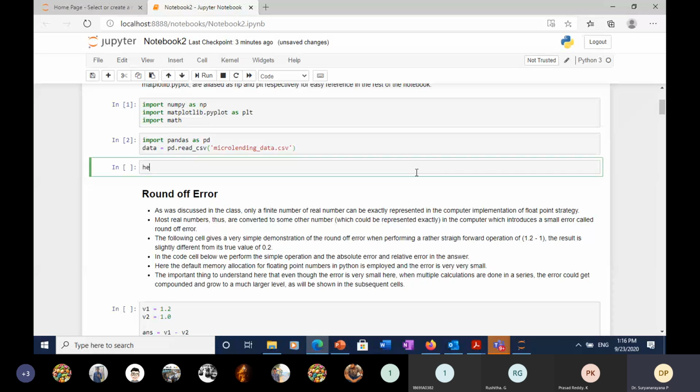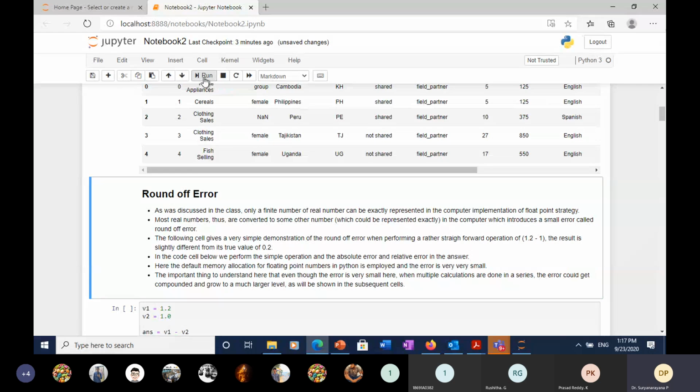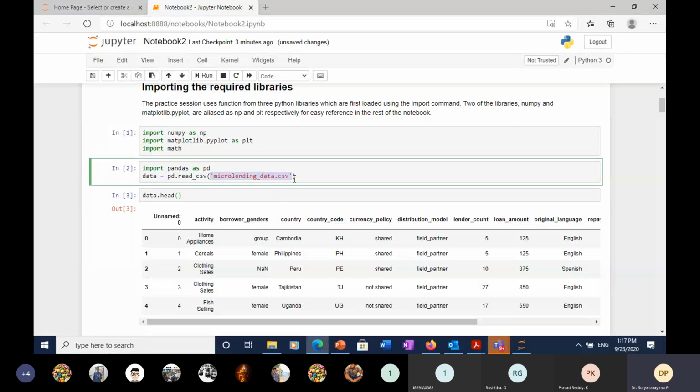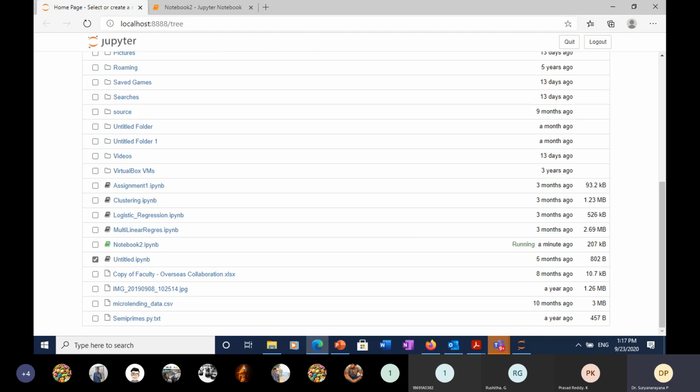Okay, so if you know pandas, I think you have to do data dot head. See, I was able to read because it is in the same directory. All I had to do was directly give the name. It is able to read. Okay, anyway, I think we are digressing. So if you are able to run this Jupyter, for the other people, if you have Jupyter, this is how you do it.